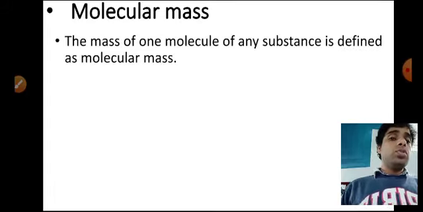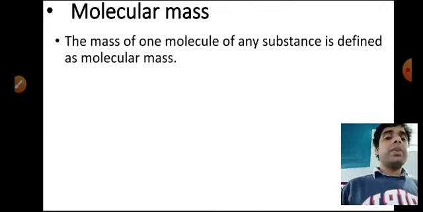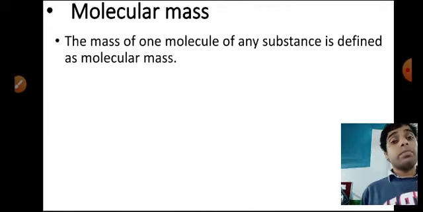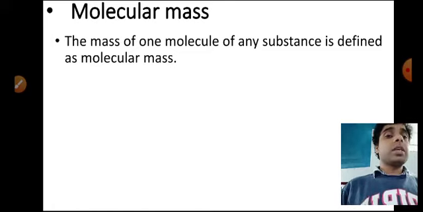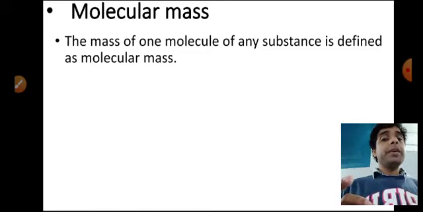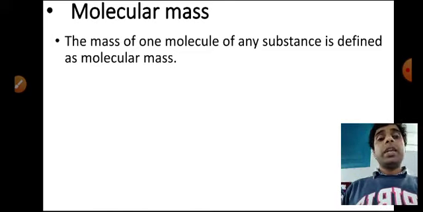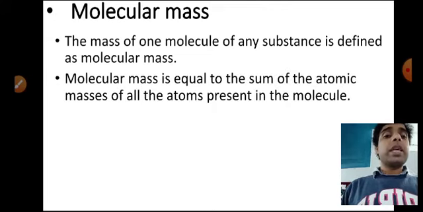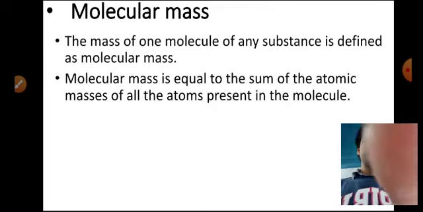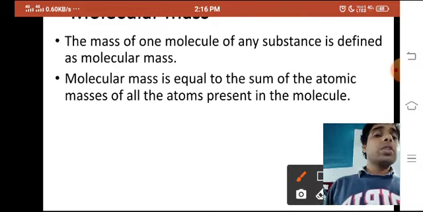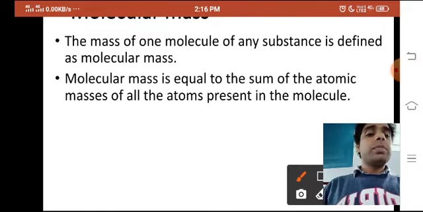Here you can see the definition. The mass of one molecule of any substance is defined as molecular mass. Mass of one molecule of any substance, one molecule. So one HNO3, one CaO, that is known as the molecular mass. Here it is written that it is equal to the sum of the atomic masses of all the atoms present in the molecule.